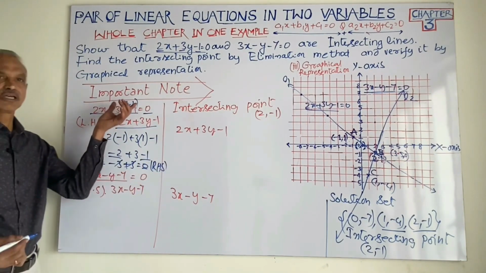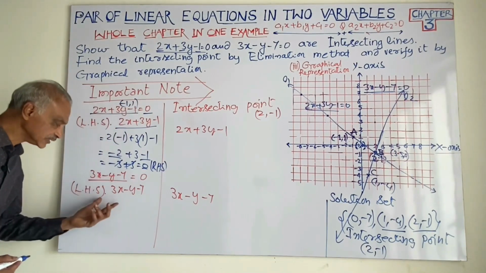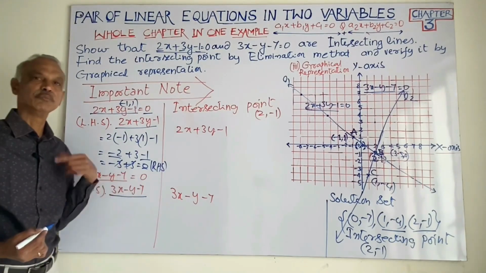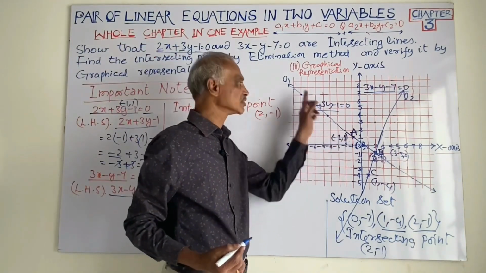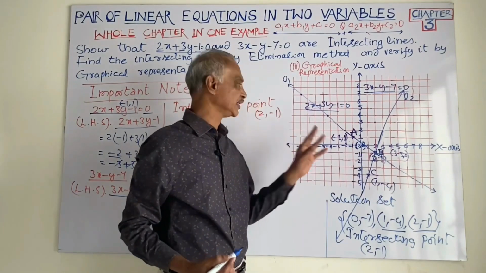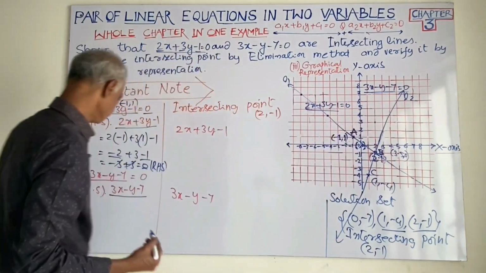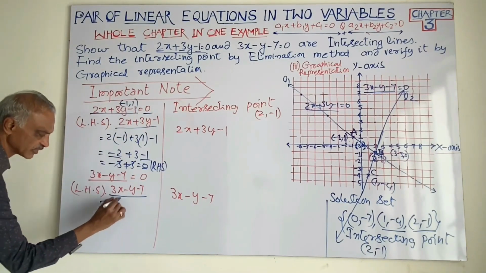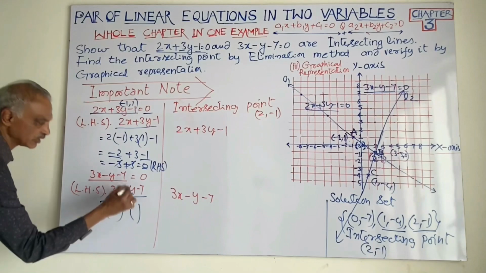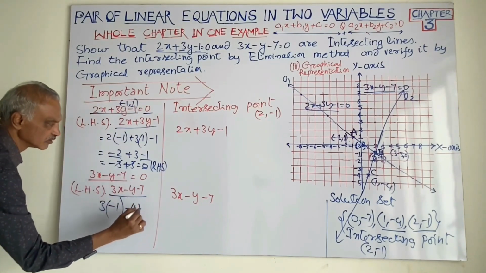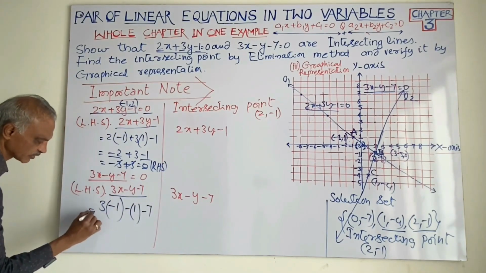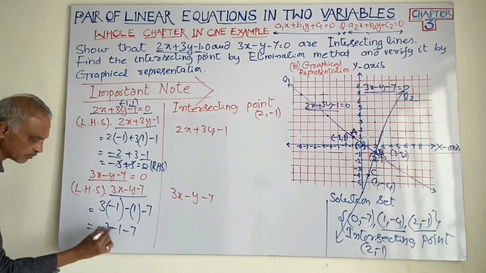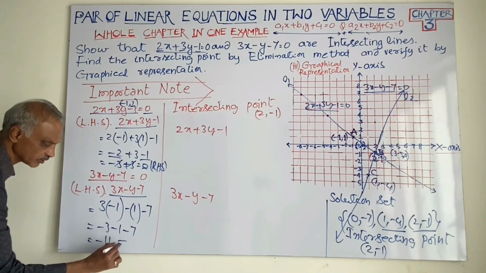When you substitute -1 and 1 in this equation in LHS, you won't get 0, because this point is passing through the first line only. It is not passing through this line. You substitute -1 and 1 in place of x and y: 3x minus y minus 7. Minus 3 minus 1 minus 7, minus 11 you are getting. You are not getting 0.